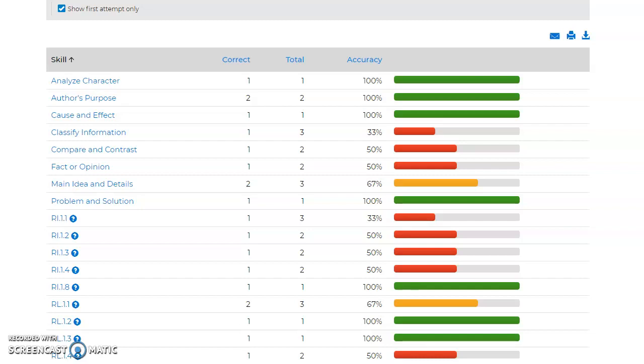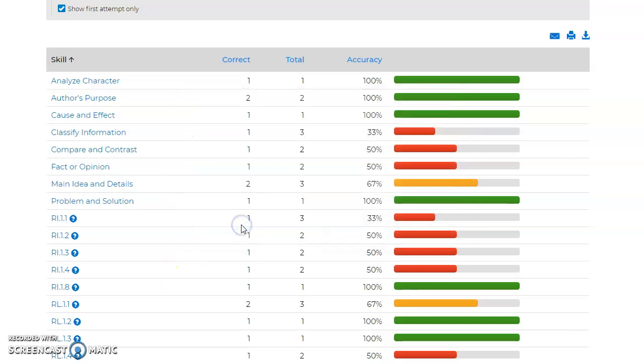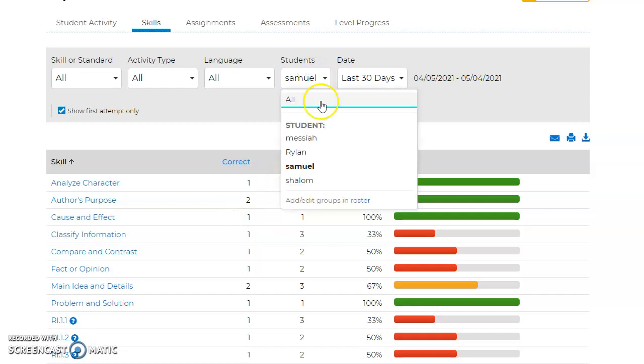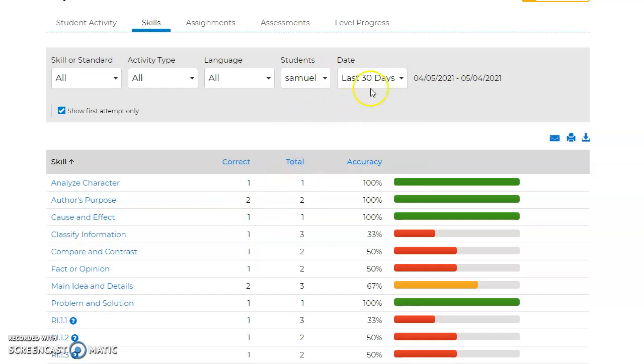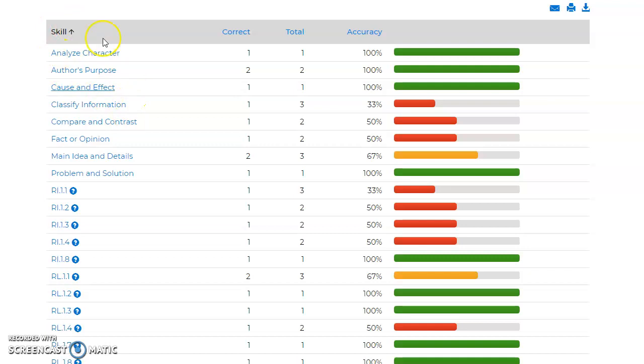When you log into RAS Plus as a tutor, you are able to see each student. Right now I'm looking at the student Samuel. In the last 30 days, you can also do the last 7 days, and you can see the skills that they are excellent on and the skills that they need help with.